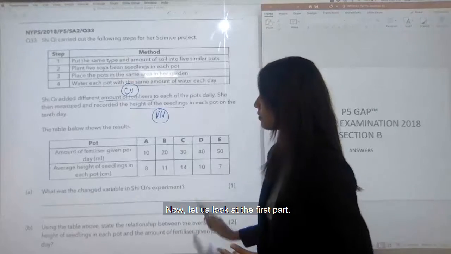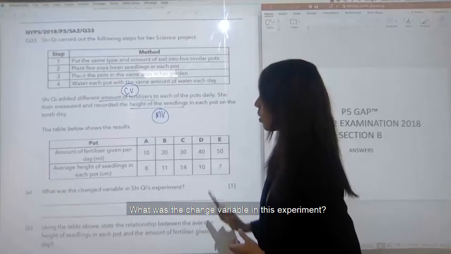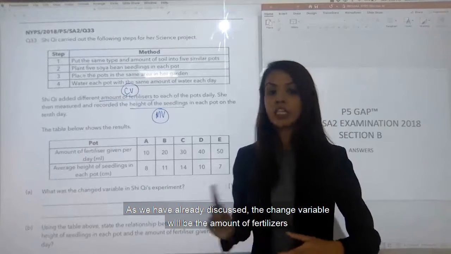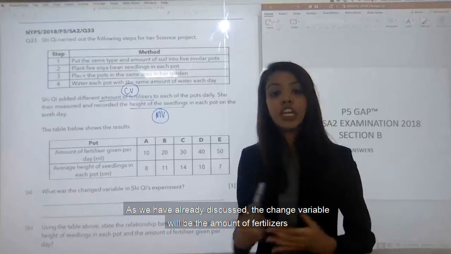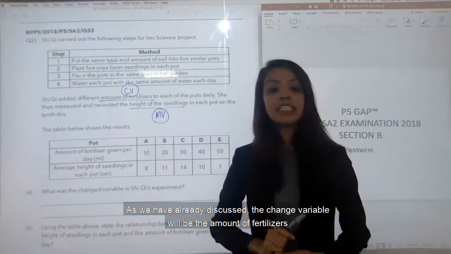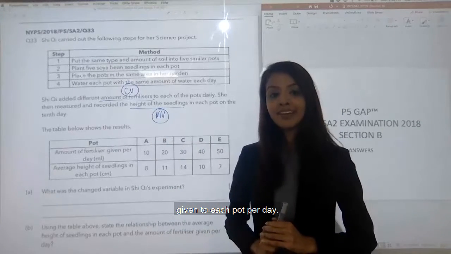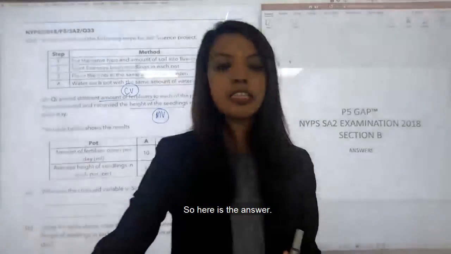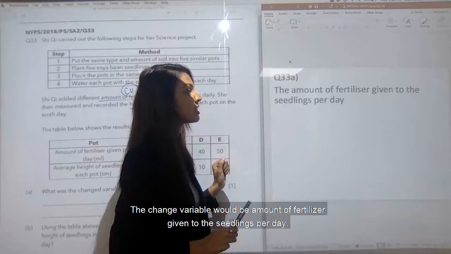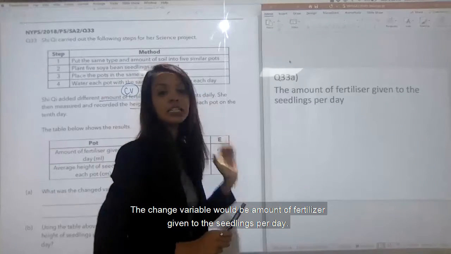Now let us look at the first part. What was the changed variable in Shizhe's experiment? As we have already discussed, the changed variable would be the amount of fertilizers given to each pot per day. So here is the answer. The changed variable would be the amount of fertilizer given to the seedlings per day.